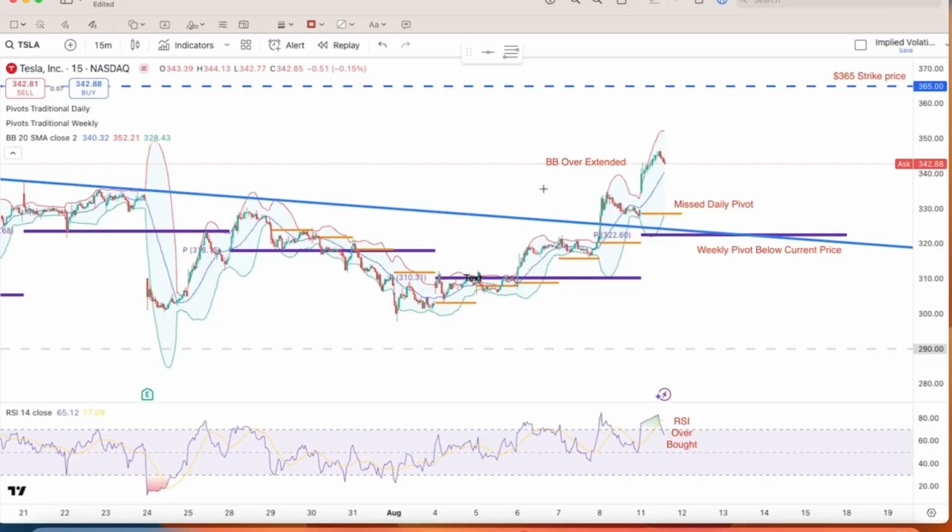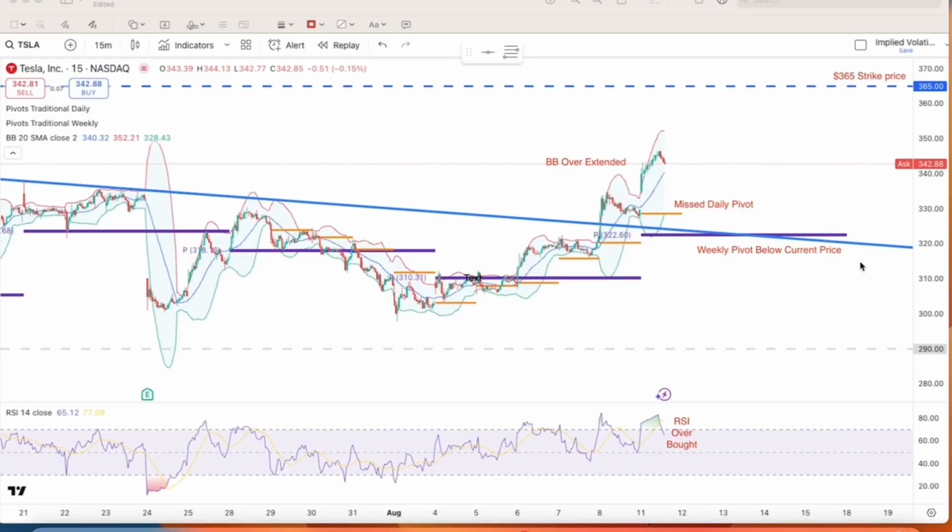But I believe that giving myself some time and space between the current price and the strike price will hopefully allow me to get out of this trade at a scratch or a small profit before Friday. So that's the logic of what I did.